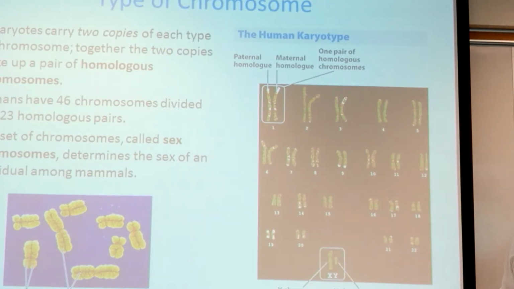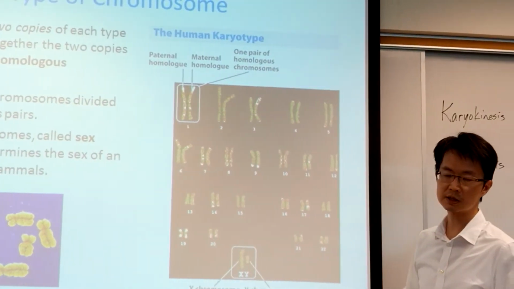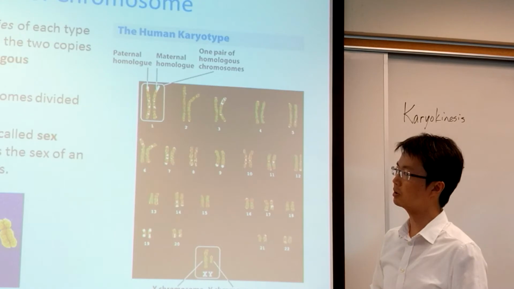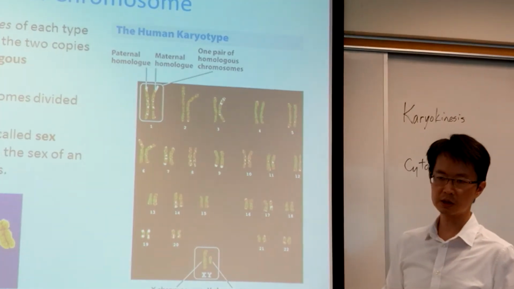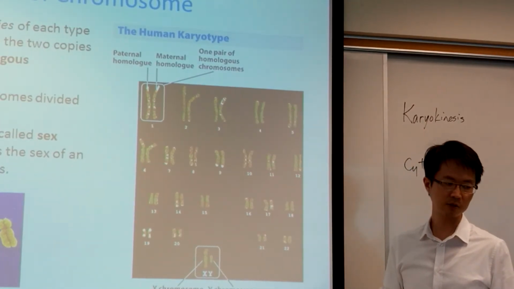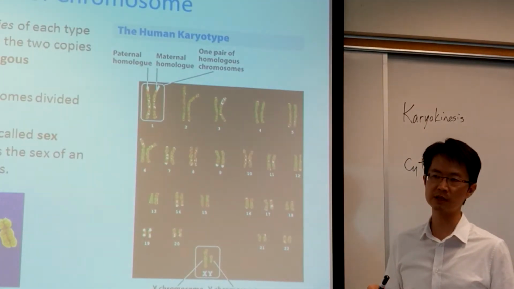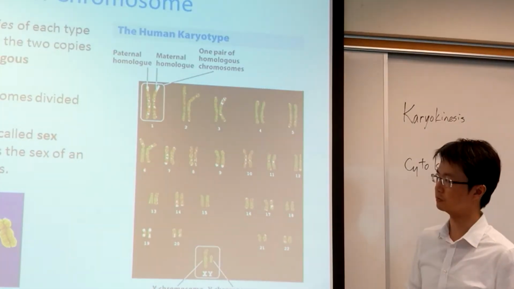In other words, since you have 23 pairs of homologous chromosomes, then we will have 46 chromosomes. So remember, in the exam, if I ask you about pairs of chromosomes or number of chromosomes, we have 46 chromosomes, but we have 23 pairs of chromosomes.